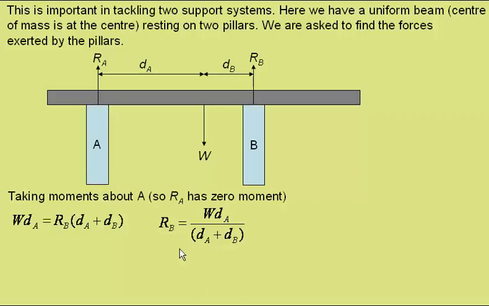To find reaction force RA, we could carry out the same procedure, but taking moments about this point, or knowing that the downward force W must be balanced by the two upward forces RA and RB, we can write that RA is equal to W minus RB.